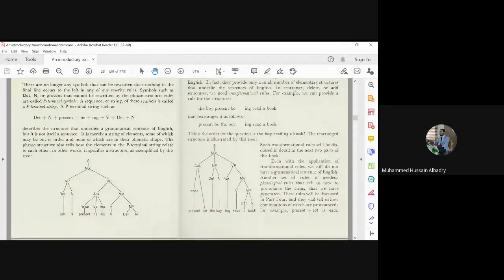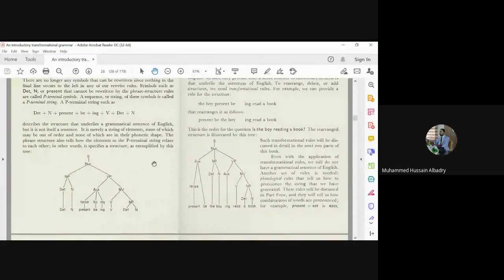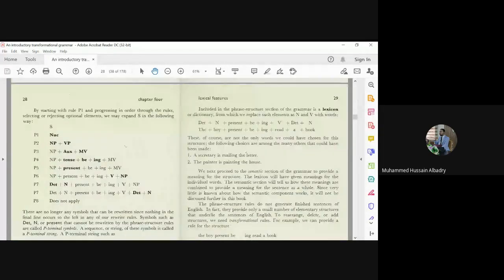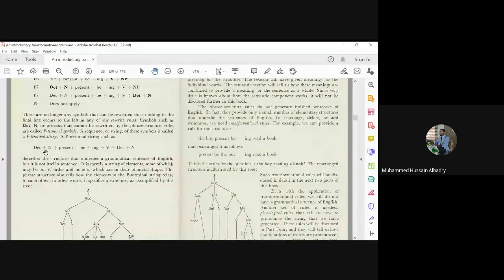Here we have something new. We will talk about one point in this chapter, and then we will go to the next chapter. Okay. And in this chapter, here we have rules. Okay. Determiner, present. Okay. Here the same.